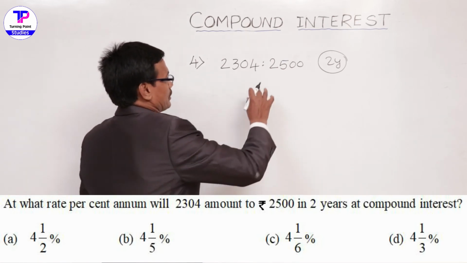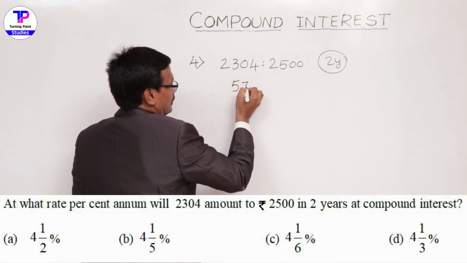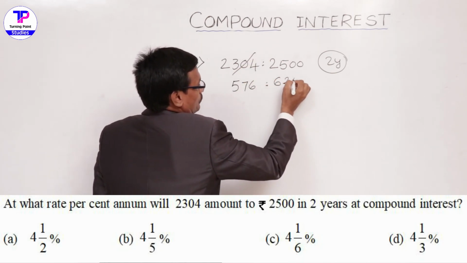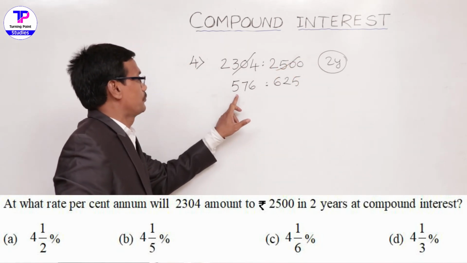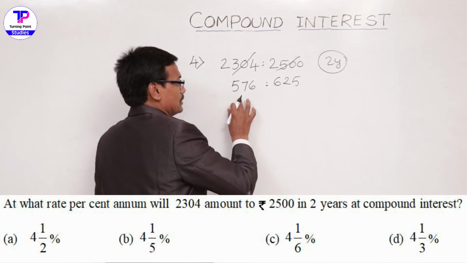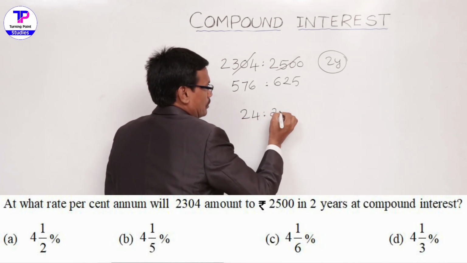Okay. Now here, what is the common number? 4, 4 5s are 20, 4 7s are 28, 4 6s are 24, then 4 6s are 24, 4 2s, 4 5s. Now this is equal to square, no? 2 years means square. This is square for which term? And this is square for which number? So this is equal to 24 square, this is equal to 25 square. That means here 24 is to 25.